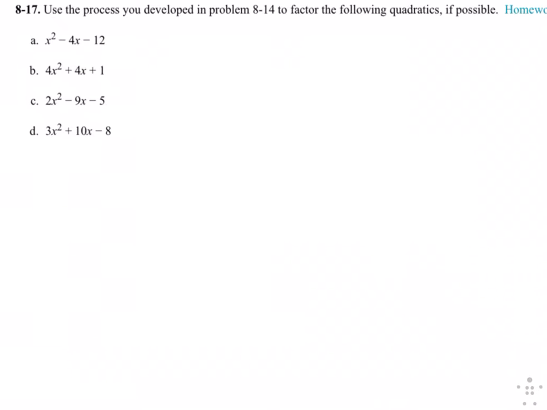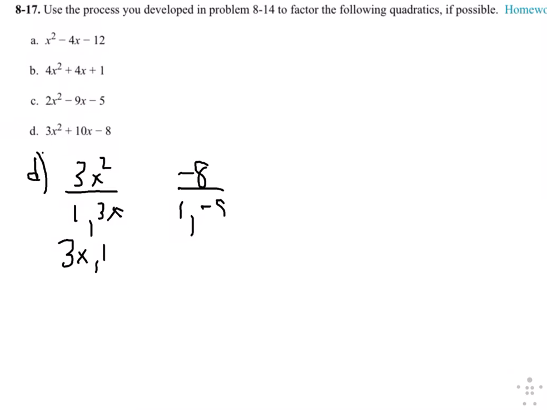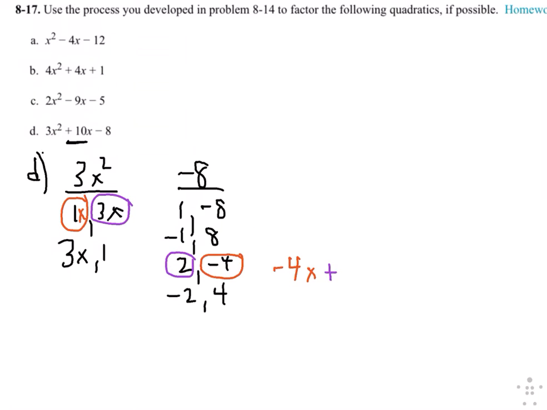Okay, and the last one, let's make space, D, we have the 3x squared column, which is 1 and 3x, or 3x and 1, right? And then we have the negative 8 column, which is 1 and negative 8, negative 1, positive 8, 2, negative 4, and negative 2, 4, right? All those combinations. So we're looking for positive 10. So I'm going to start at the bottom this time, right? So I'm going to go 1, the outers, and negative 4. That's negative 4x. And then the inners would be 3x and 2, which is 6x.